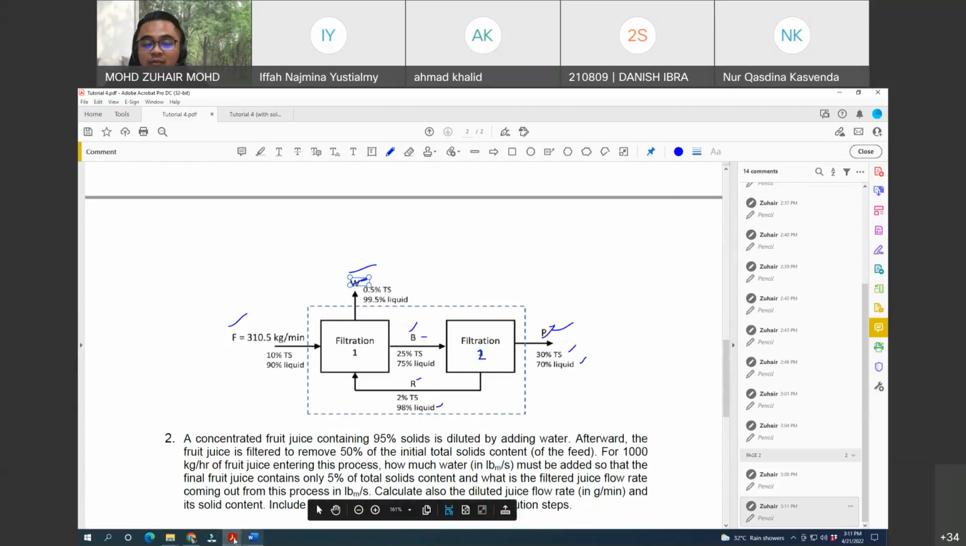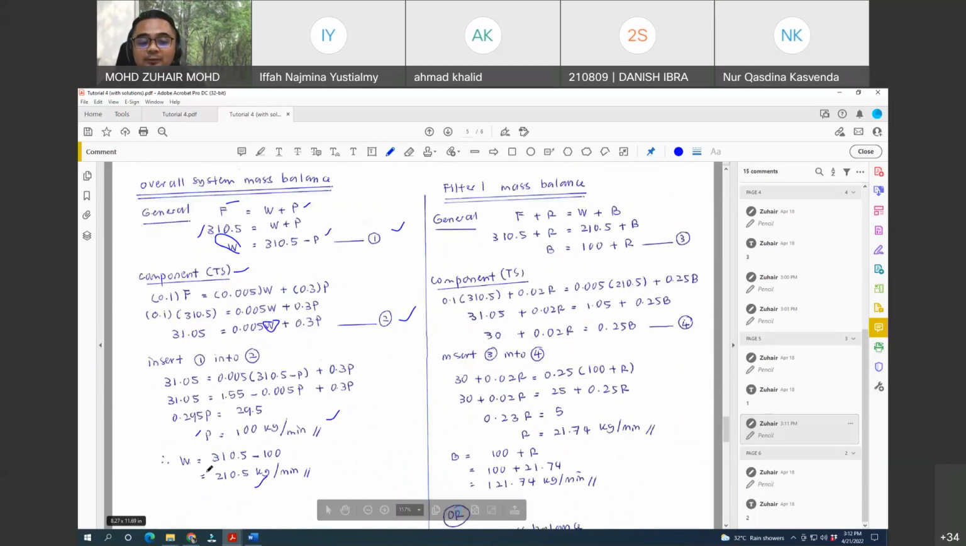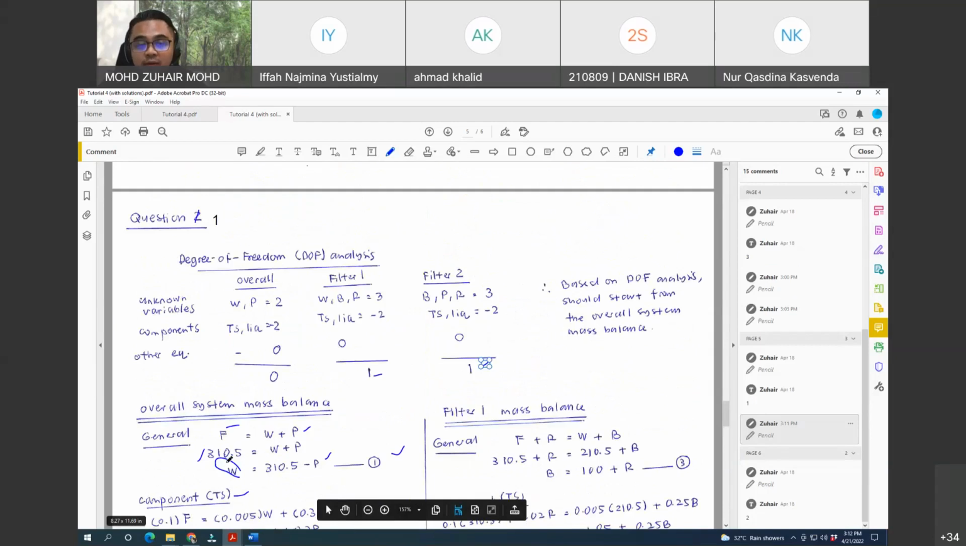So we need to do another balance, and now we are going to proceed with the filter 1 mass balance. Question here: where to start, filter 1 or filter 2? We start with the overall system mass balance first, right? And then after we get this value, which one are you going to start next? Can we start with filter 2 or should we start with filter 1?